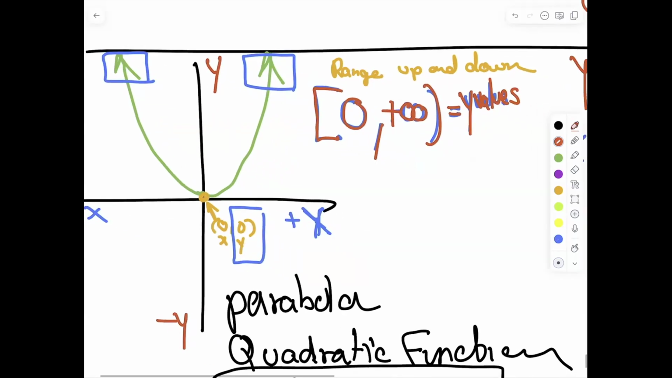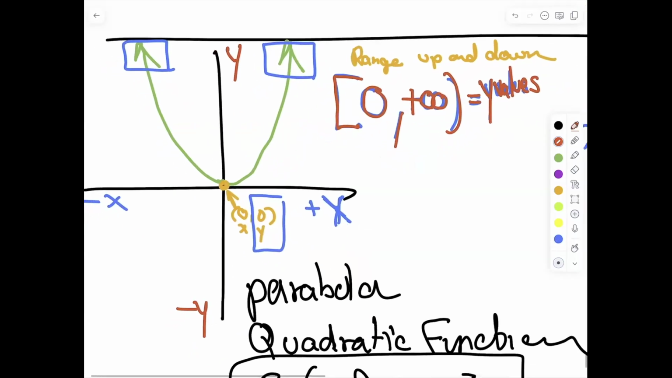Y values. But what about x? What's going on with the x?